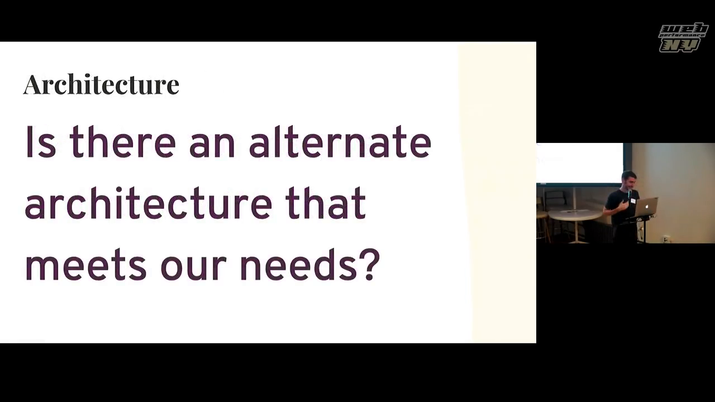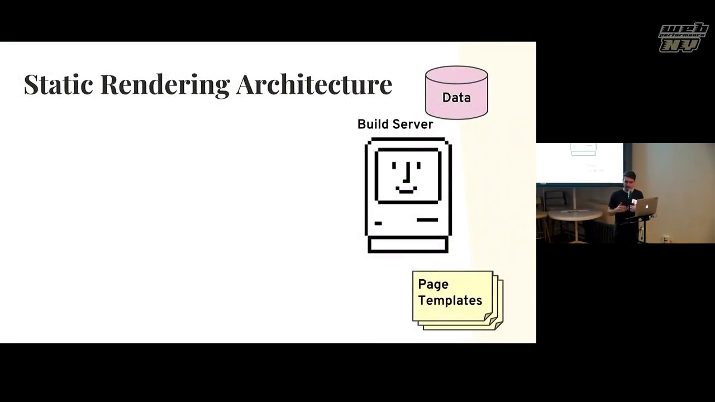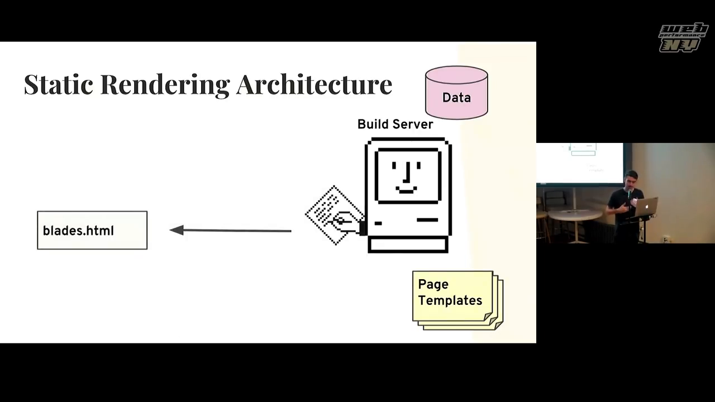Yeah, and this got us thinking, is there an alternative architecture or framework that would meet our needs and our desires for Flamingo? So this is static rendering. For people who haven't encountered it before, in some ways it looks really similar to those other approaches. There's still a server, there's some data, there's some page templates, but you'll notice we're calling this a build server now. And the server is still performing a similar role. It's taking that data and those page templates, binding them together and generating pages.